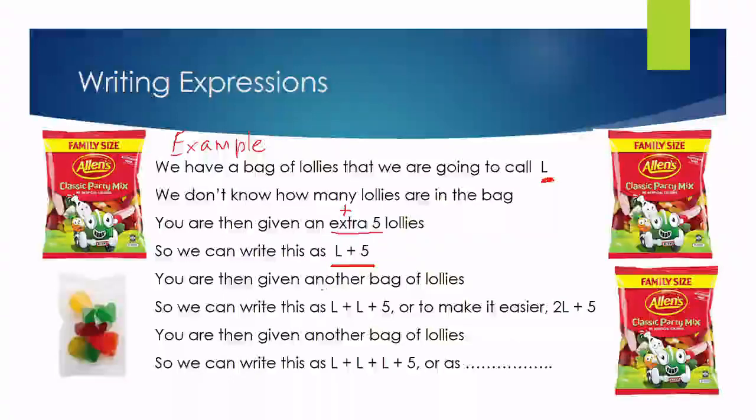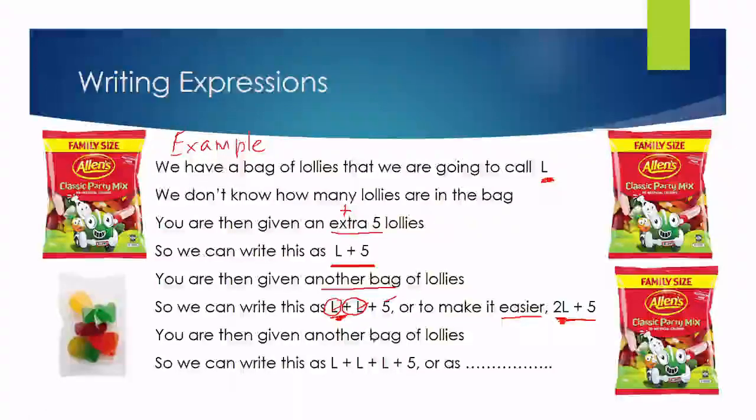Then you are given another bag of lollies. So that means I have another additional bag. So as well as my L plus 5, I now have to add another L to it. So I've got L plus 5. Now you see this L plus another L. That's kind of like saying one L plus another L means I've actually got 2 L's. So to make it easier, I combine those 2 L's together and I can write it as 2L plus 5. So 2 bags of lollies plus 5 more.